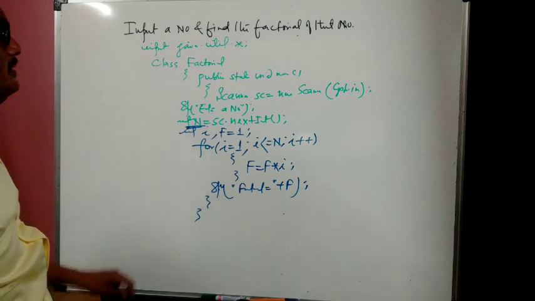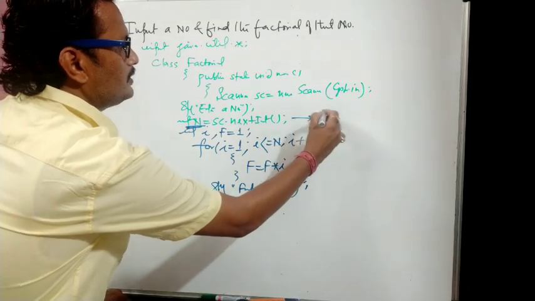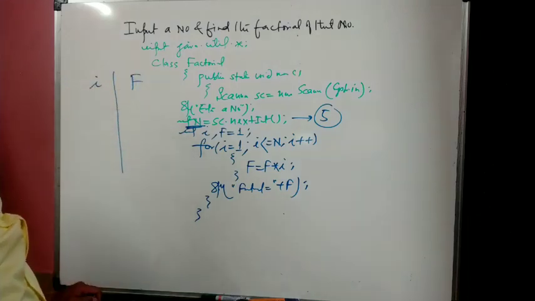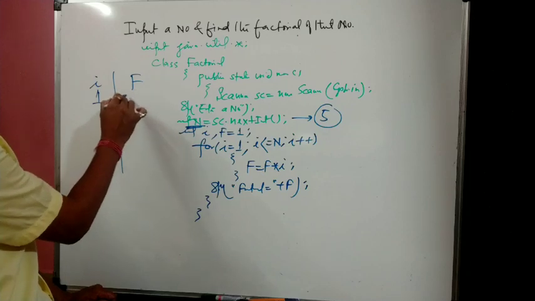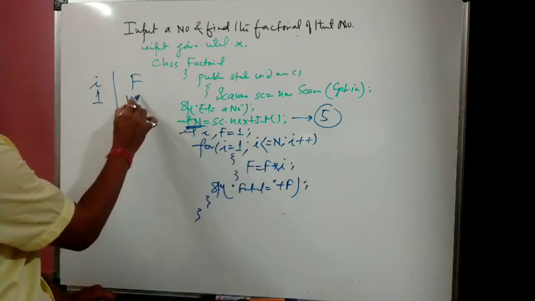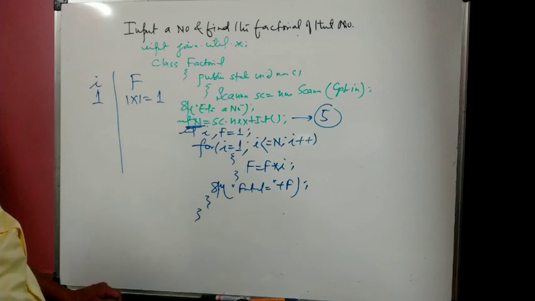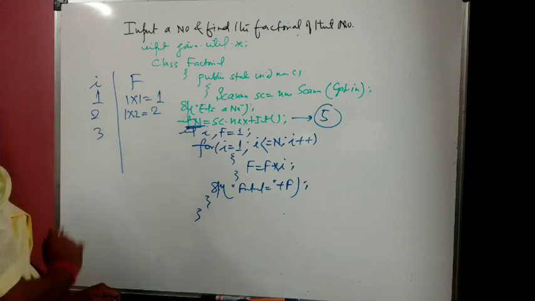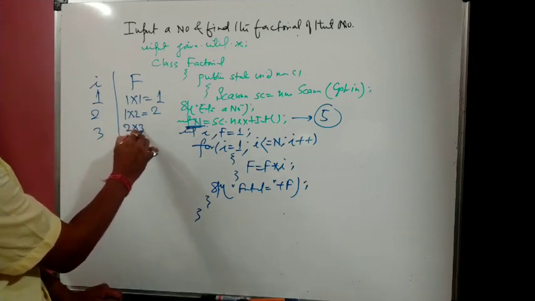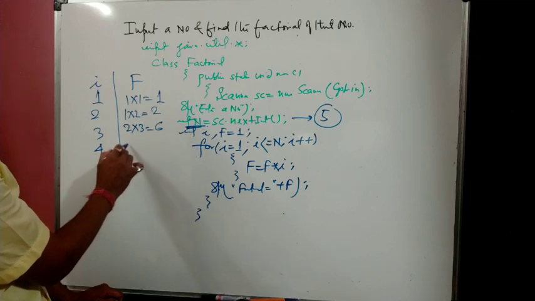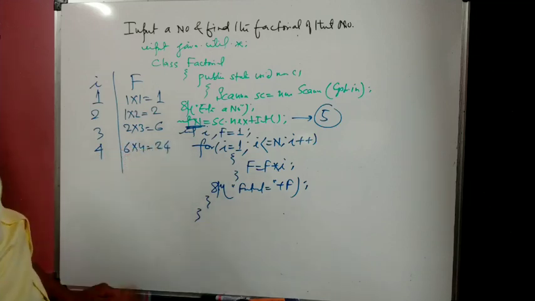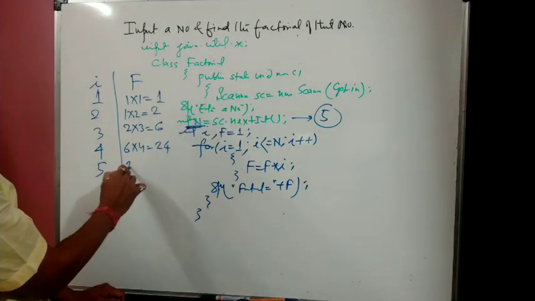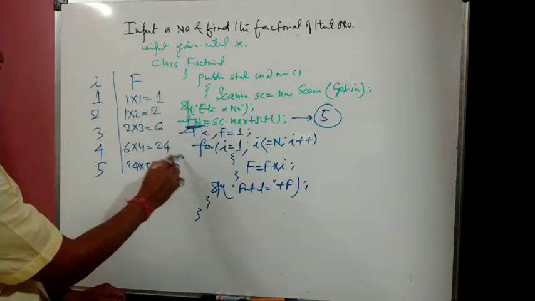Suppose when you dry run, the value of n is equal to 5. Now just dry run. This is i, this is f. When the value of i is 1, f is equal to 1 into 1, that will be 1. When the value of i is 2, that will be 1 into 2, that is 2. When i is 3, that will be 2 into 3, 6. When it is 4, 6 into 4, that is 24. And when it is 5, the last value is 5 because the value of n is 5. 24 into 5, your answer will be 120.